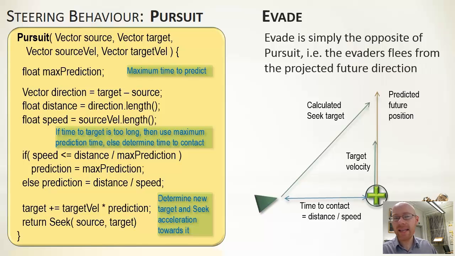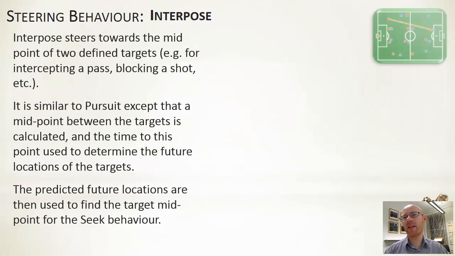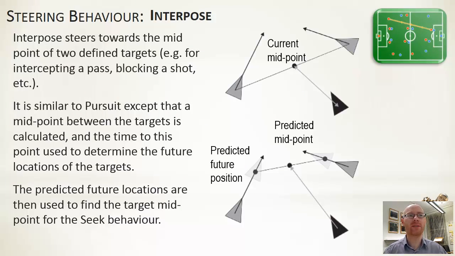Interpose is related to pursuit. In this case, we're trying to get in between two objects. So we're going to have two targets. This could be a player and a ball, and the ball's moving, the player's moving. We'll predict where the player's going to be in the future. We'll predict where the ball's going to be in the future. That gives us 2 points we're doing our prediction for. And we'll take the midpoint between those 2 points. So we're getting in the middle, and we'll then seek towards that particular middle point.